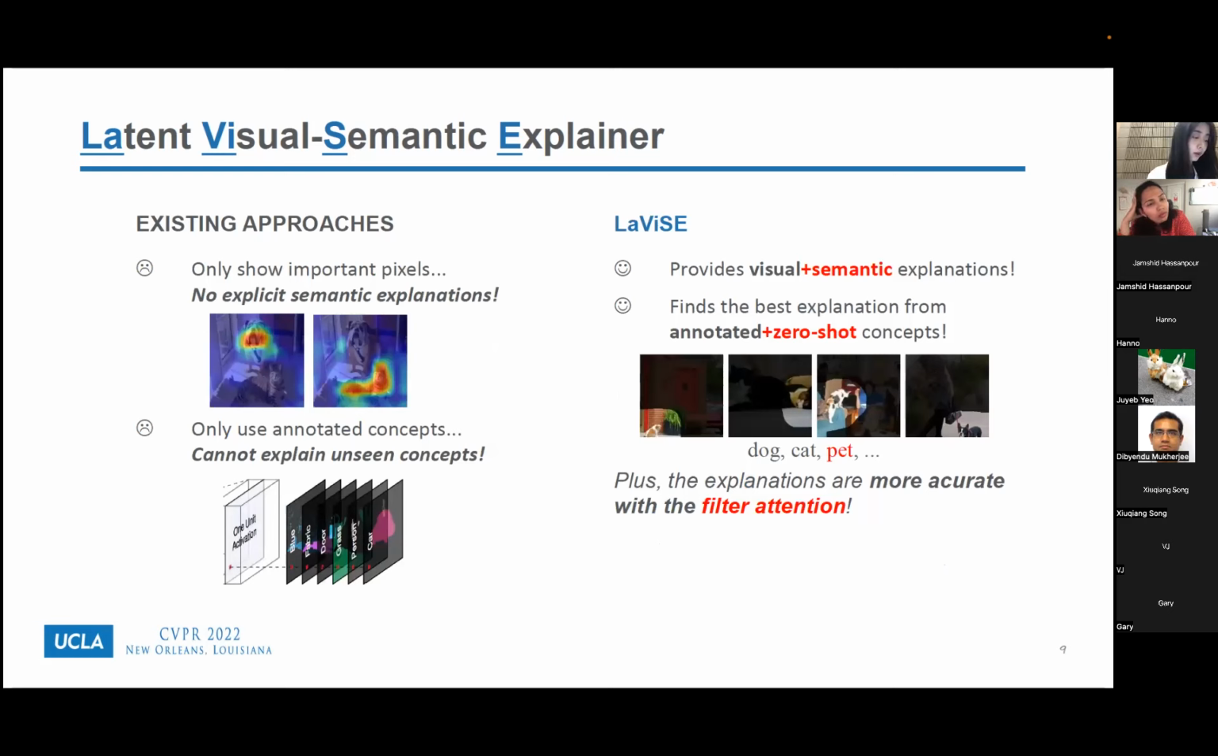While existing work either cannot provide explicit semantic explanations or is restricted to explaining with only labels in the training data, LaVice can provide both visualization and semantic explanations with both annotated and zero-shot concepts. Plus, LaVice can provide more accurate explanations with the proposed filter attention.